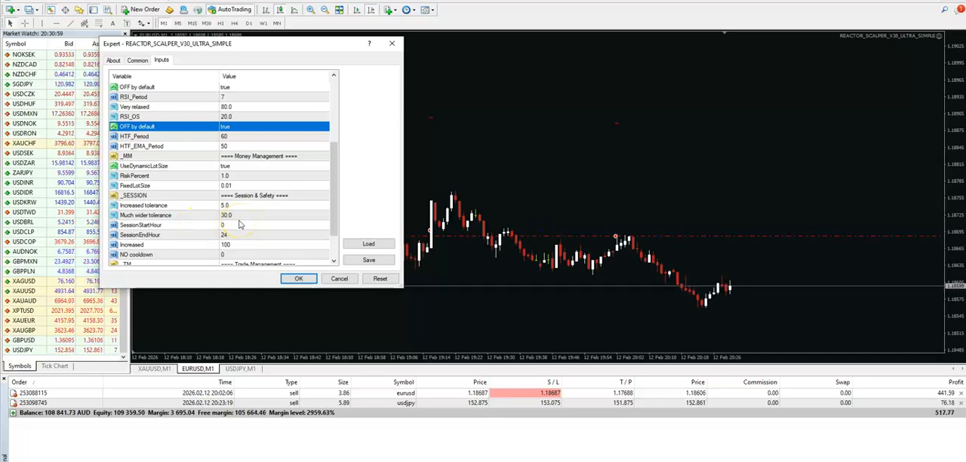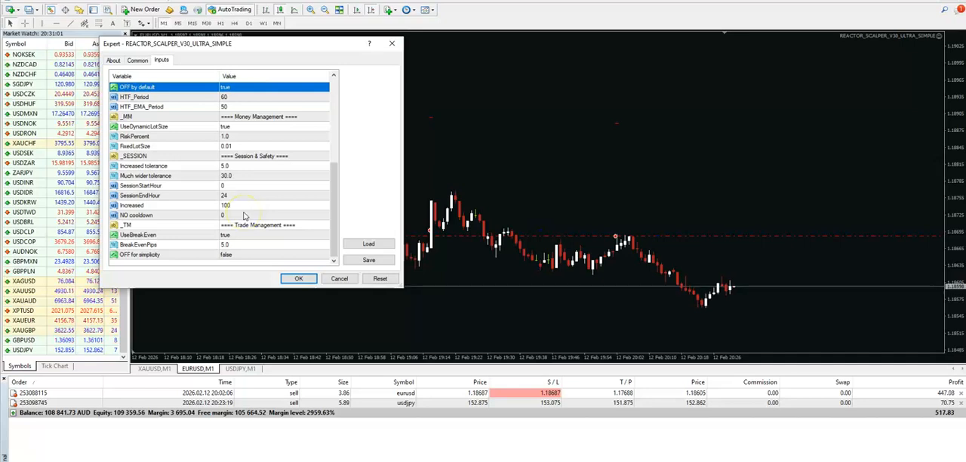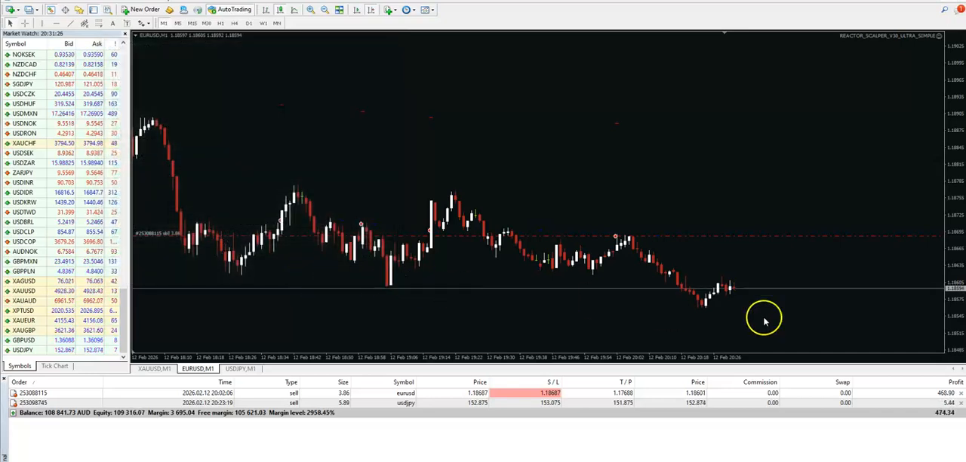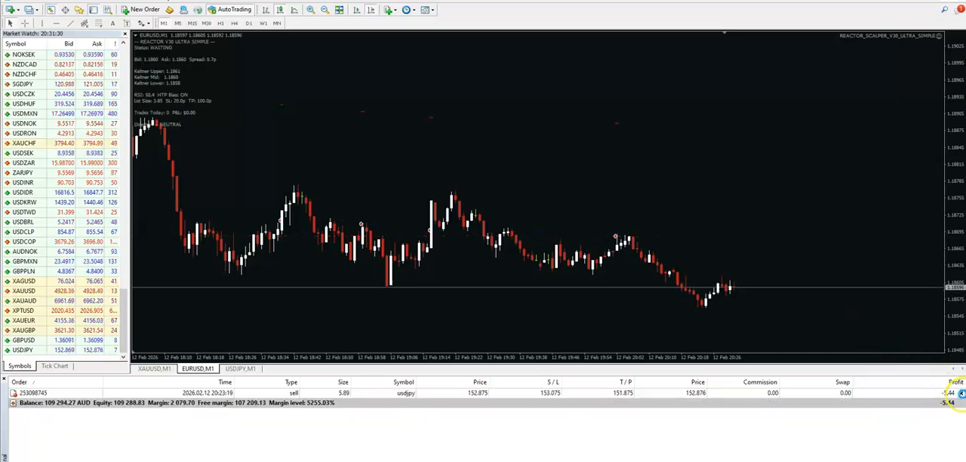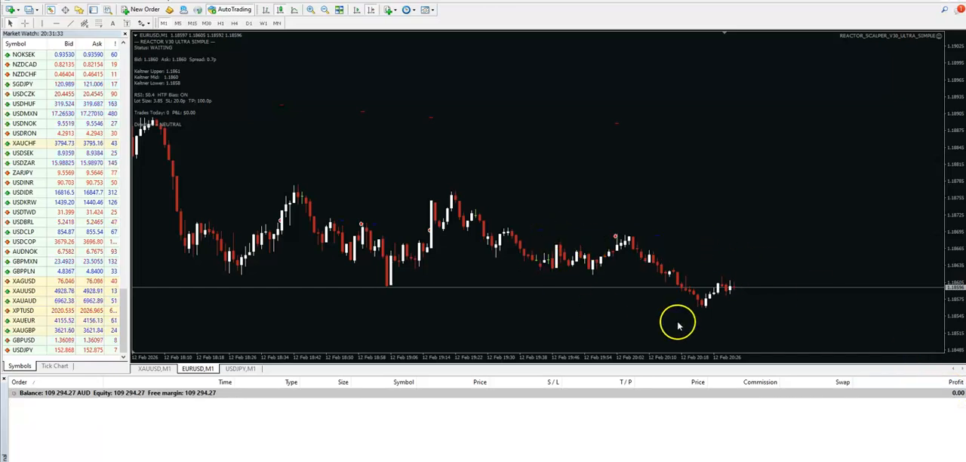session start increased, not cool down, trade management, break even, and this is very simple. Session and safety, this is what is here. So break even, everything is here. I will close it for today.